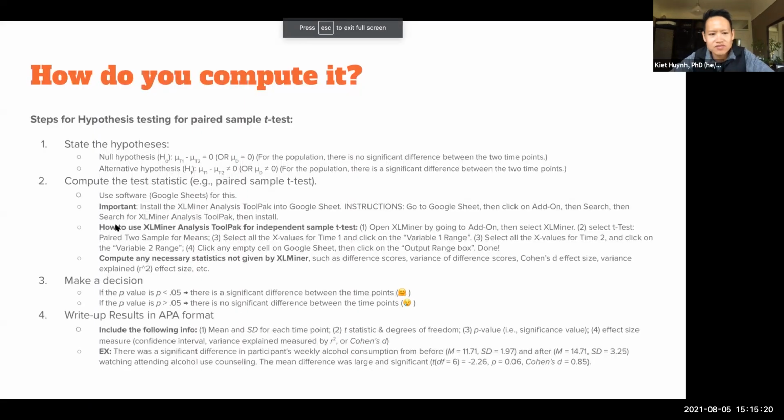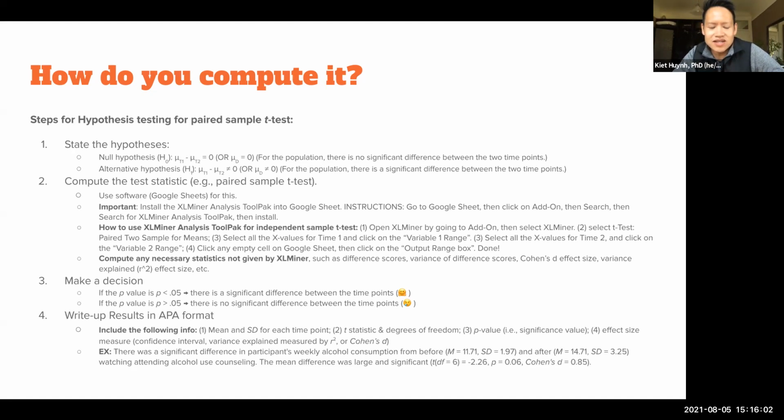Right. So after step 2, when we compute the test statistic, step 3 is we make a decision. This is where we look at the p-value. Step 2 gives us the p-value. In step 3, we have to decide whether there's a significant finding or not. Remember, the p-value is what determines the significance. If the p-value is less than 0.05, then there is a significant difference between the two time points. So that's good, that's what you want. If p is greater than 0.05, then there's no significant difference between the two time points.